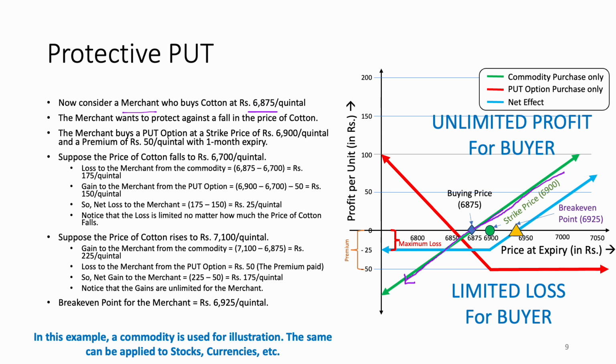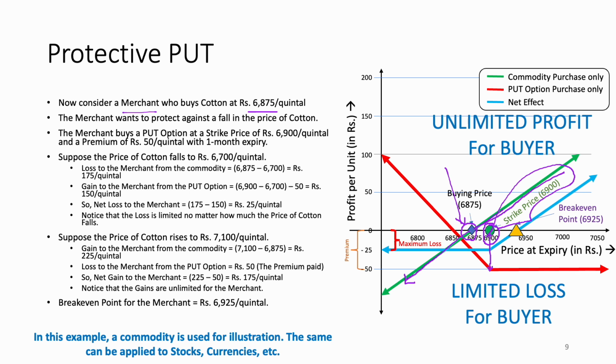Now, instead of purely relying on whether he will make a profit or a loss based on the market situation, the merchant can purchase a put option. Supposing the merchant bought this commodity at 68.75 rupees, that is here. So this is the price at which the merchant made the purchase of the cotton. What the merchant can do is make a put option at a strike price of 6,900. So at this strike price, the merchant makes a put option, and he pays a premium of 50 rupees. So the cost of this put option is 6,950, like we have discussed in the previous example.